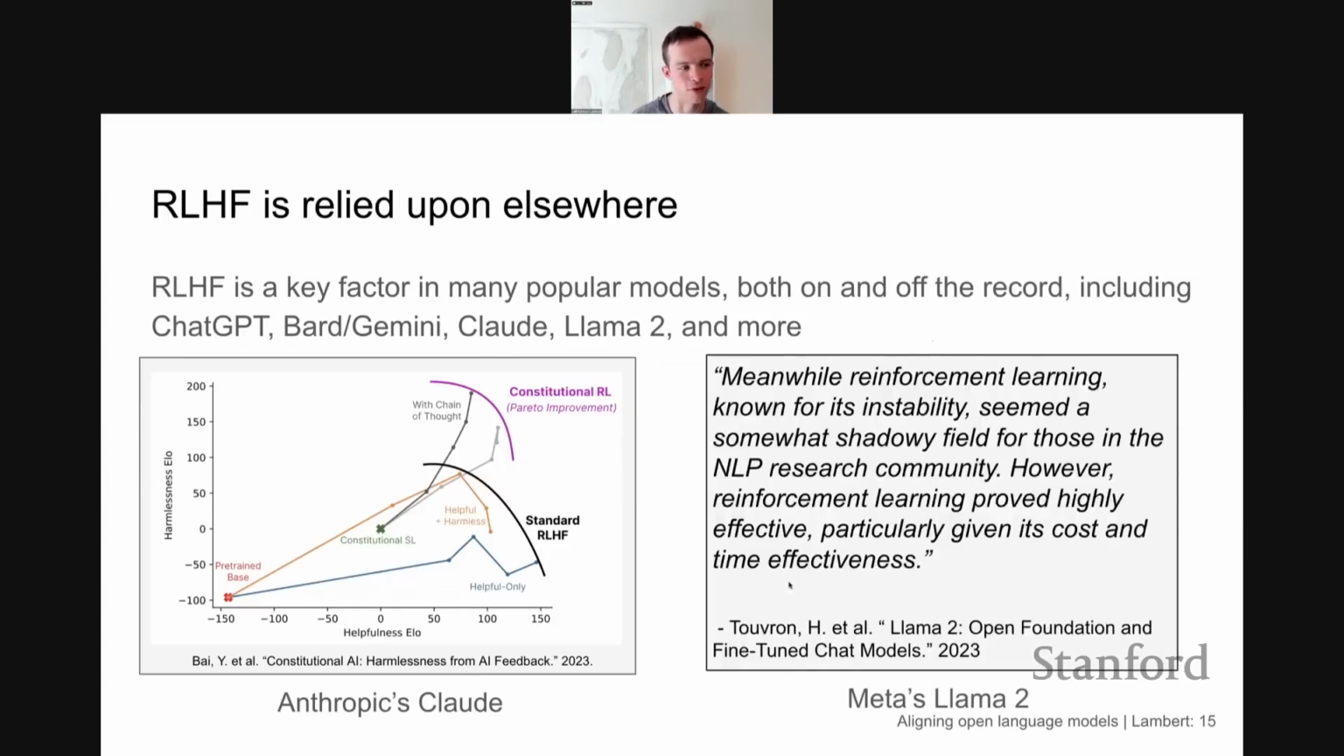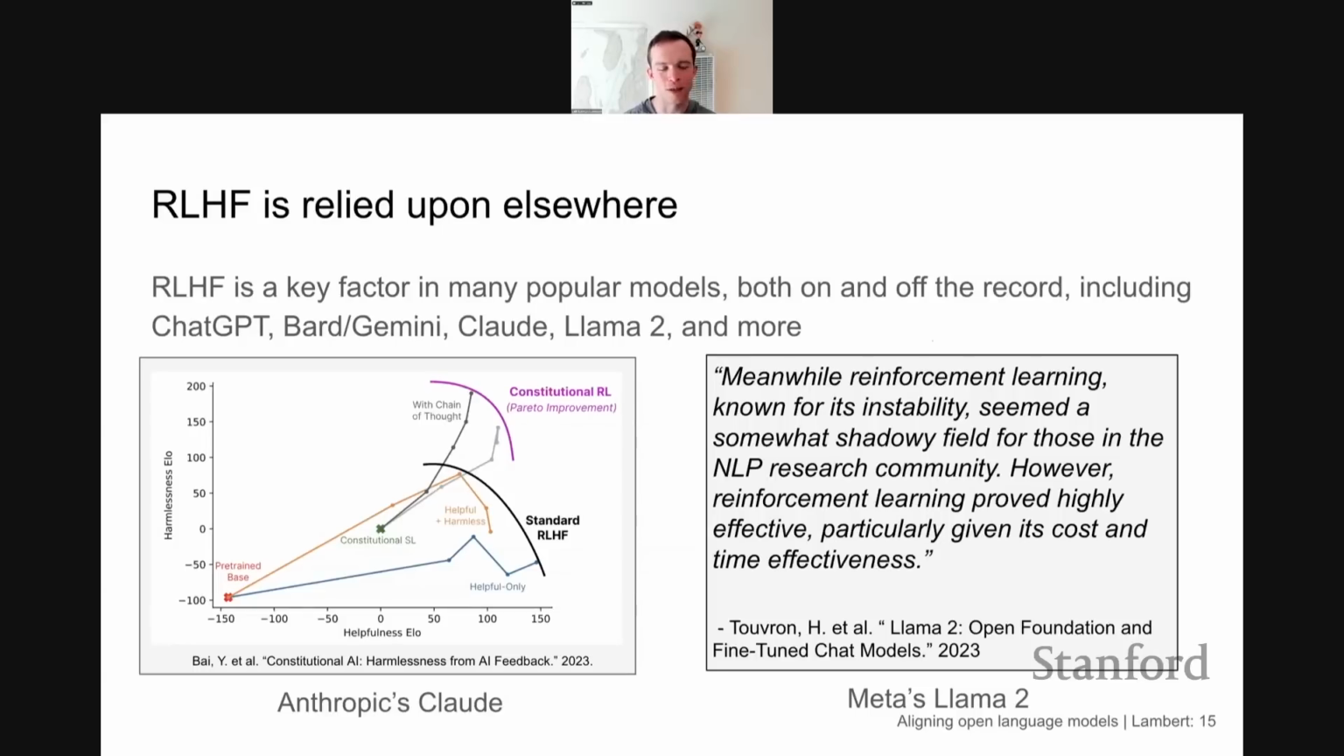One such example is a simple quote from the Llama 2 paper, which the colloquial way of reading is: whoa, RLHF worked really easily. The quote is: "Meanwhile, reinforcement learning, known for its instability, seemed a somewhat shadowy field for those in the NLP research community. However, reinforcement learning proved highly effective, particularly given its cost and time effectiveness." So this is one of the biggest endorsements of RLHF.